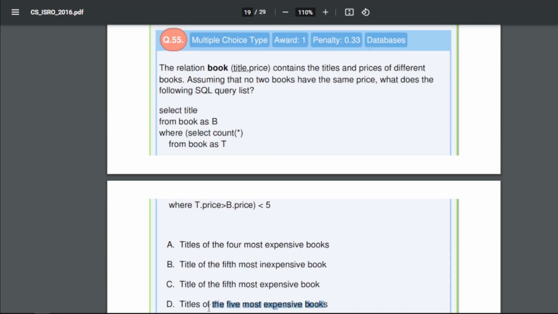It will return titles of the 5 most expensive books, because it says select title from book as B where select count star from book as T, with the condition T.price greater than B.price, is less than 5. So 5 most expensive books.